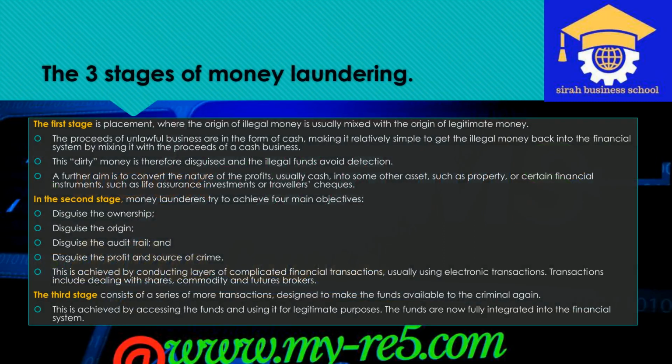The three stages of money laundering. The first stage is placement, where the origin of illegal money is usually mixed with the origin of legitimate money. The proceeds of unlawful business are in the form of cash, making it relatively simple to get the illegal money back into the financial system by mixing it with the proceeds of a cash business. This dirty money is therefore disguised and the illegal funds avoid detection.